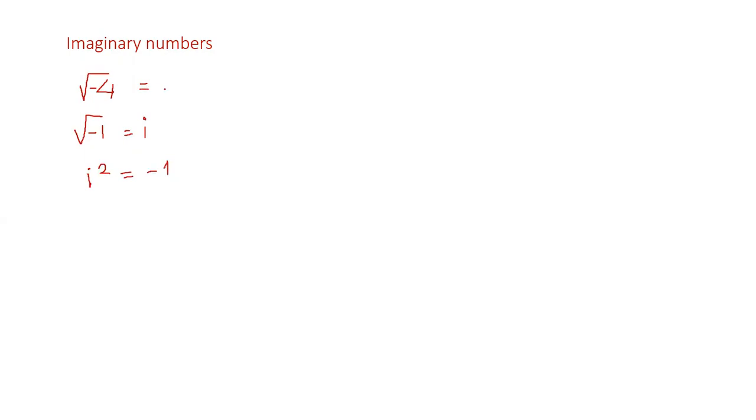Okay, so how about square root of -4? You may write square root of -4 equals square root of 4 times square root of -1 like this, and it will be 2i. Okay, so you may simplify square root of -9 becomes 3i, square root of -16 becomes 4i, and so on. Okay, that's the introduction of imaginary numbers.